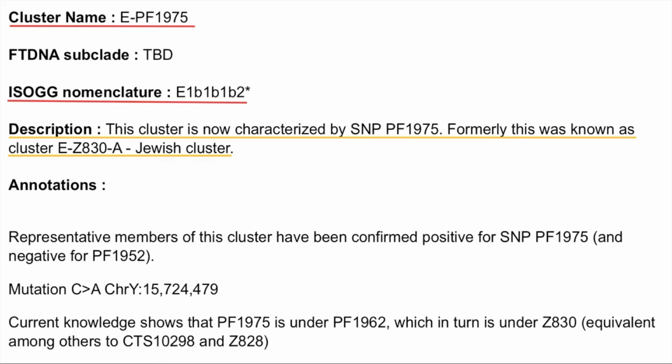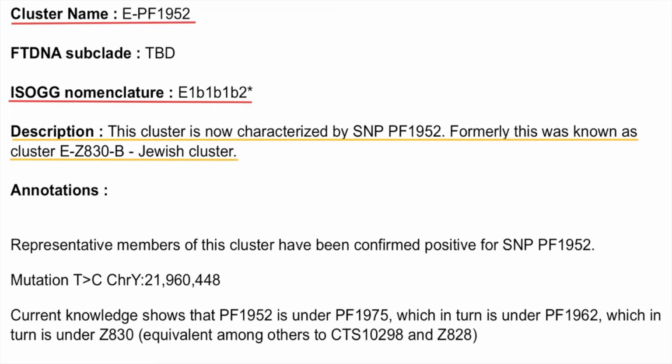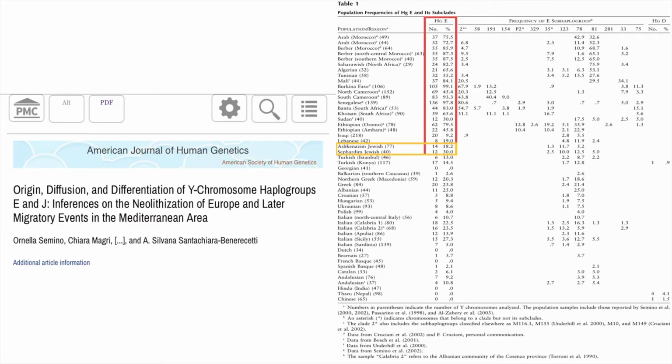It is E-PF1975. This cluster is now characterized by SNP-PF1975. Formerly, this was known as cluster E-Z830A, Jewish cluster. And then you have E-PF152. This cluster is now characterized by SNP-PF1952. Formerly, this was known as cluster E-Z830B, Jewish cluster. And here's a paper dealing with the percentages of haplogroup E among Jewish, Ashkenazi, and Sephardic Jewish populations.